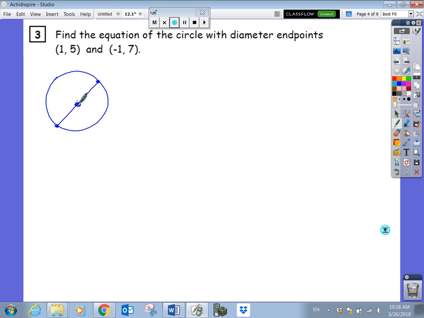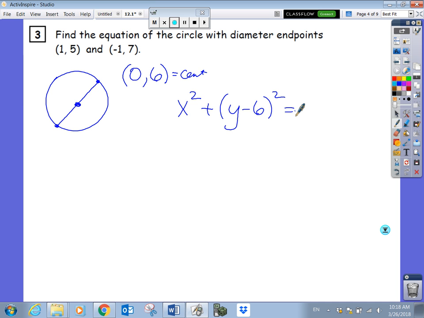1 plus negative 1 divided by 2 is 0. What's in between 5 and 7? We can all look at that very easily and know that's 6. Or you add and divide by 2. 5 plus 7 is 12, divided by 2 is 6. So there's your center. So we know it's going to be x squared plus (y minus 6) squared.